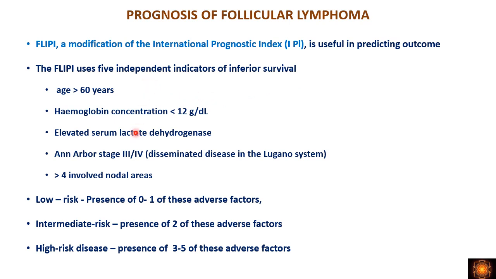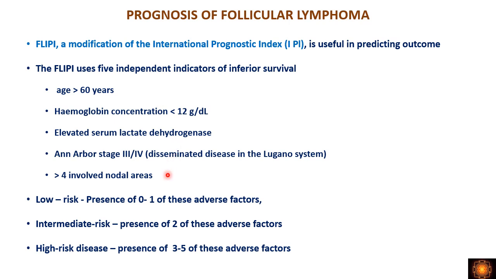So we have 5 indicators: age more than 60 years, hemoglobin concentration less than 12 grams per deciliter, elevated serum lactate dehydrogenase, an Ann Arbor stage of 3 or 4, and if there are more than 4 involved nodal areas. So we have to calculate the score by adding these independent indicators.